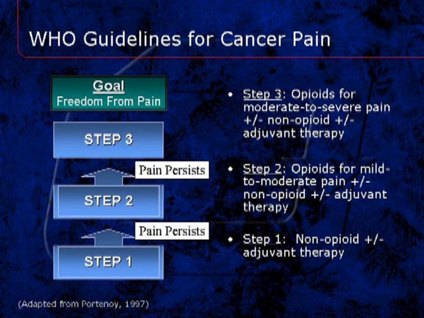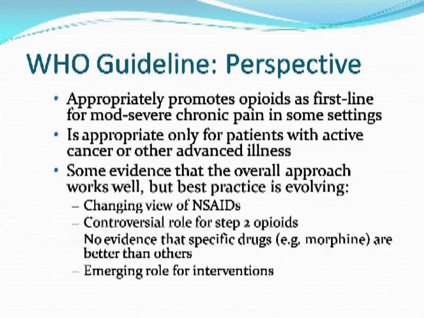Everybody should be very familiar with the WHO guidelines for cancer pain, which suggested that patients with moderate pain or greater that's chronic should be considered for opioids. I only wanted to put this up here in order to contextualize it. It is appropriate to promote opioids as first-line drug for moderate to severe chronic pain in some settings, but it's very important to remember, and I think I've said this in at least 2 other sessions, that the analgesic ladder was developed for patients who had active cancer, and it was really developed as an educational and advocacy tool in order to try to promote opioid therapy in the developing world.